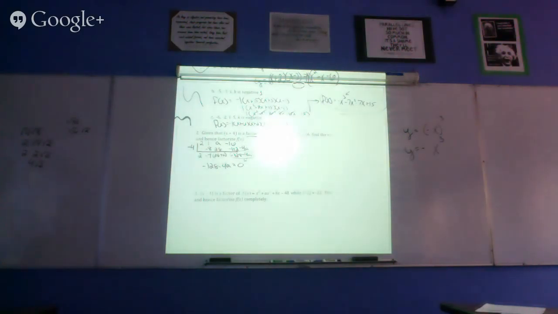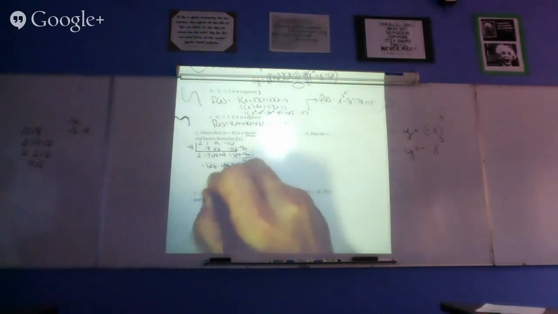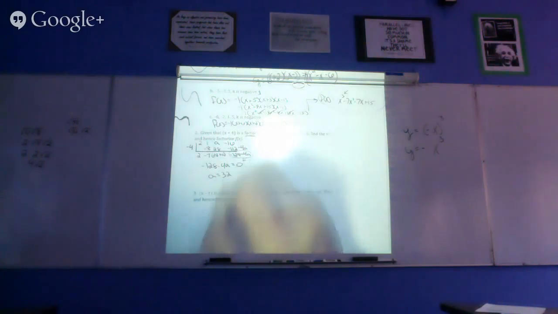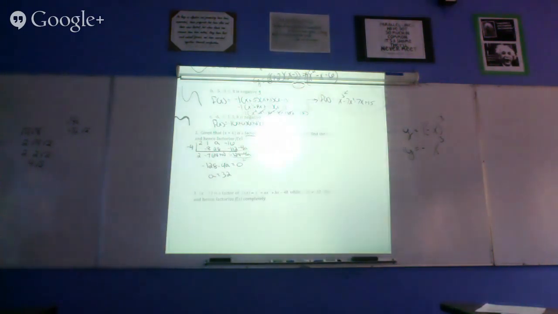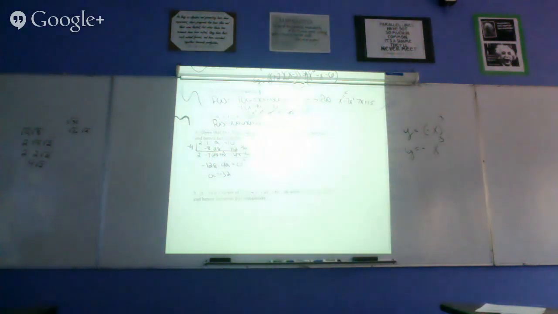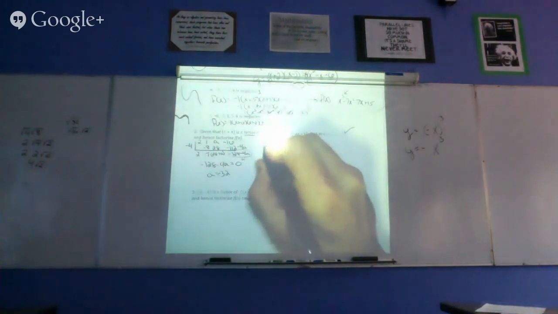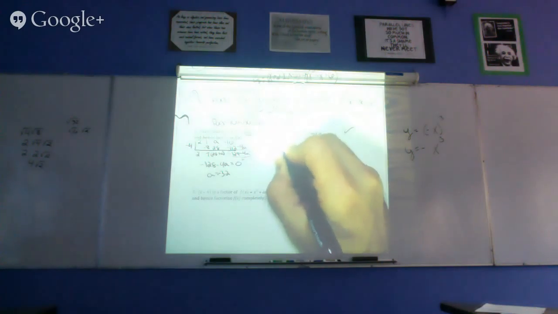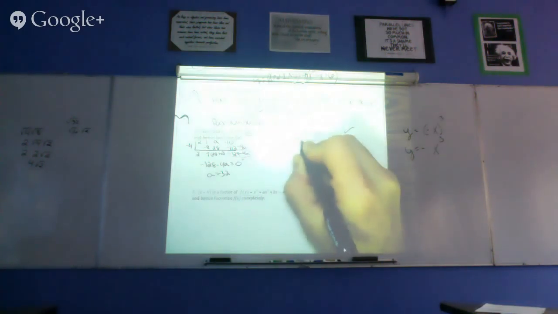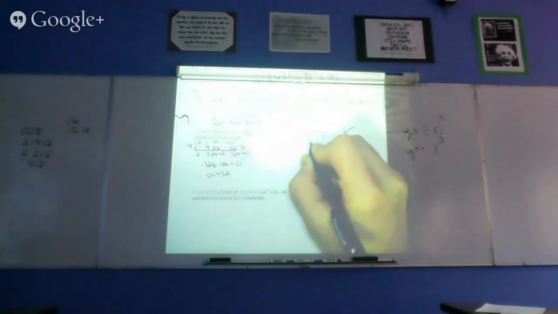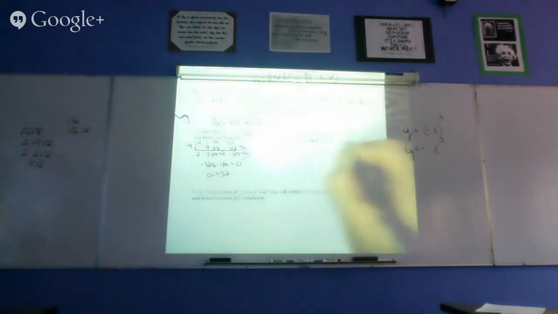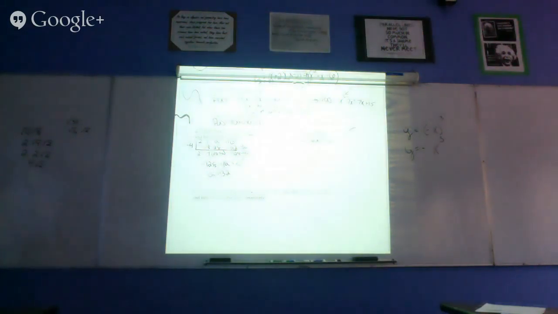So -128 minus 4a equals 0. I mean, a equals -32. There you go. Don't get so excited. Now that's the first part. We found the value of a. Just plug it in. Now my f of x is equal to 2x cubed plus x squared plus -32x minus 16. So now that's my polynomial.